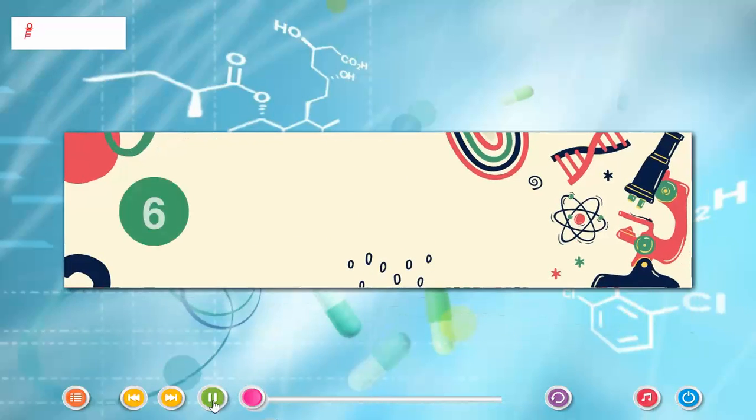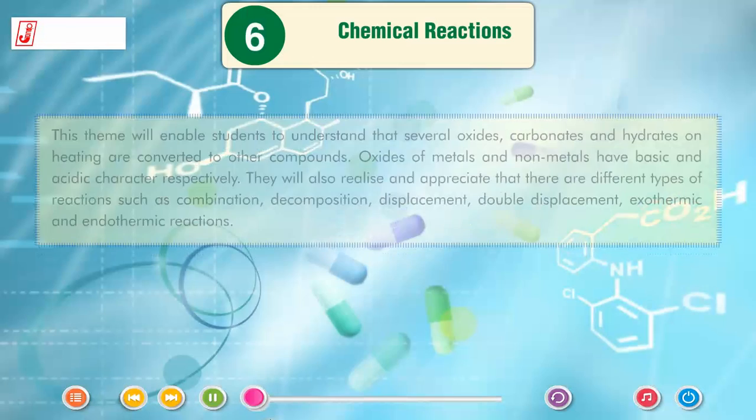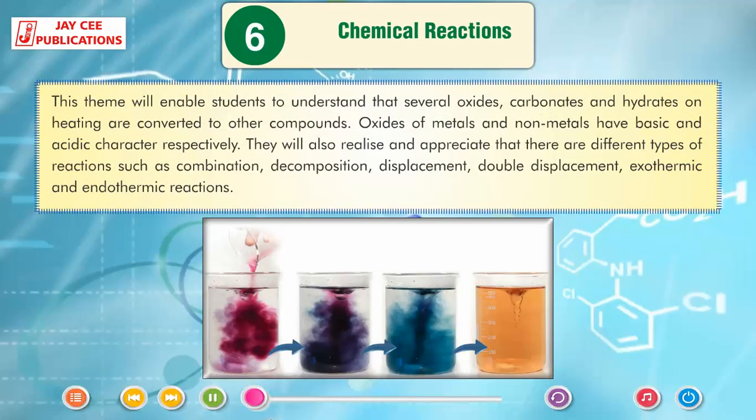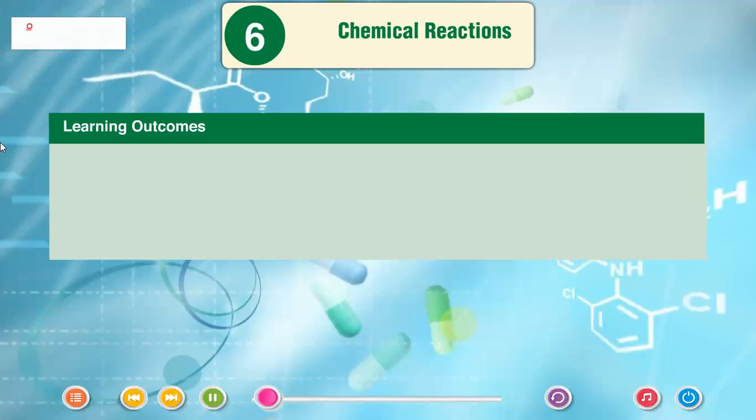Chapter 6: Chemical Reactions. This theme will enable students to understand that several oxides, carbonates and hydrates on heating are converted to other compounds. Oxides of metals and non-metals have basic and acidic character respectively. They will also realize and appreciate that there are different types of reactions such as combination, decomposition, displacement, double displacement, exothermic and endothermic reactions. Learning outcomes.